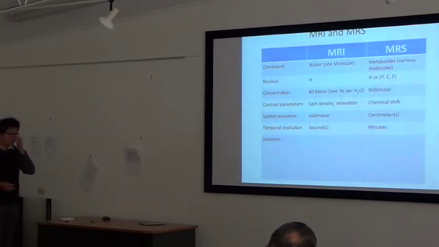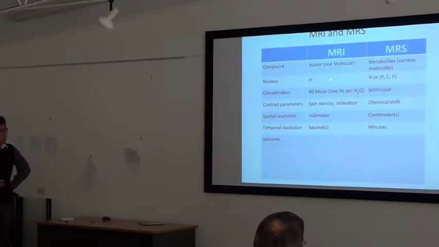So let's compare MRI images and MRI spectroscopy. MRI is mainly focusing on water, and spectroscopy is metabolites. MRI is mainly targeting hydrogen protons. In MRI, you have the option to target other nuclei. MRI has a very big concentration in terms of hydrogen because it's from water. And in spectroscopy, you look at a really weak signal, at millimole levels.